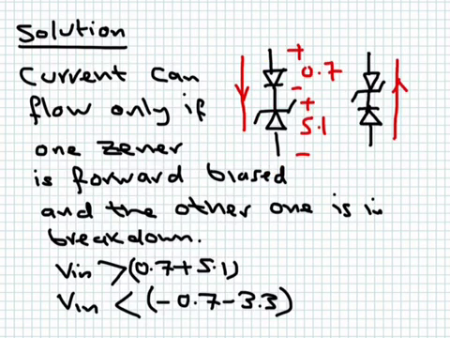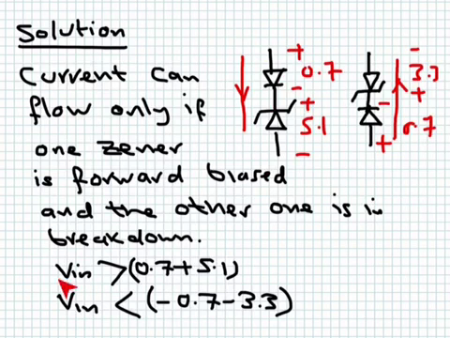The other way for these two to conduct is for this Zener diode to be in the forward direction. Remember, it's a diode, so it can be in the forward direction, and this one to be in the breakdown. So if this one is in the forward direction, then you have between here and here a voltage drop of 0.7, and for the other one to conduct, you have between the cathode and the anode 3.3 volts.